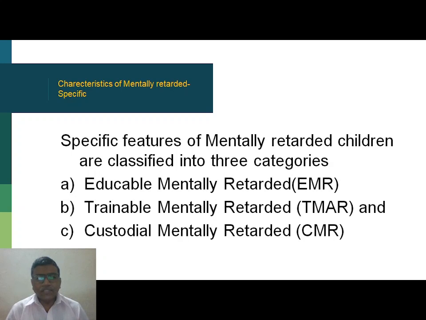Let us see specific characteristics of mentally retarded children. Specific features of mentally retarded children are classified into three categories. A, educable mentally retarded, that is EMR. B, trainable mentally retarded, that is TMR. And C, custodial mentally retarded, that is CMR.